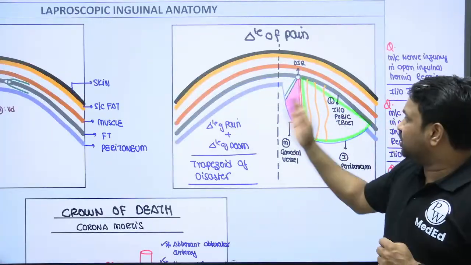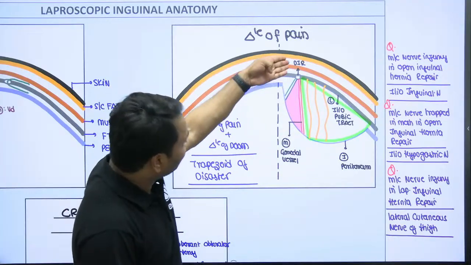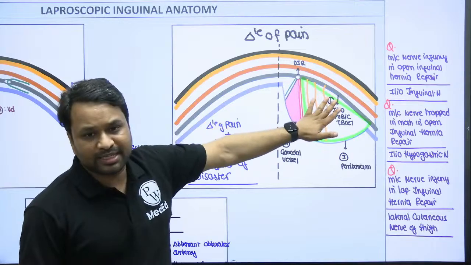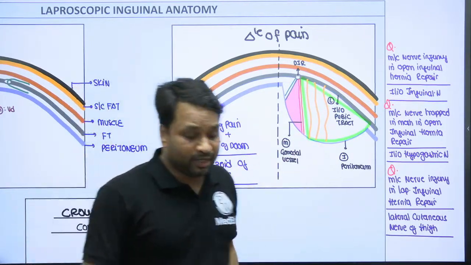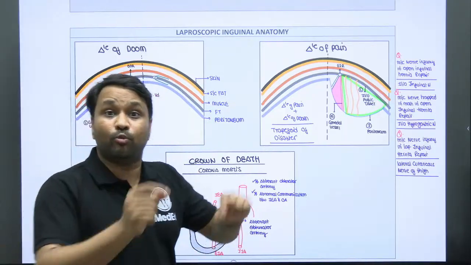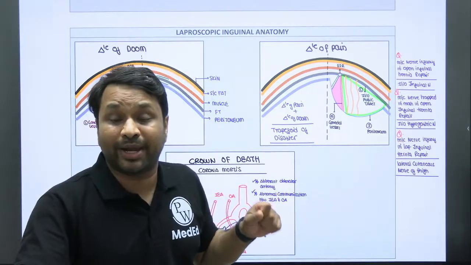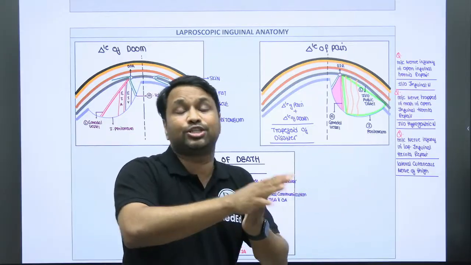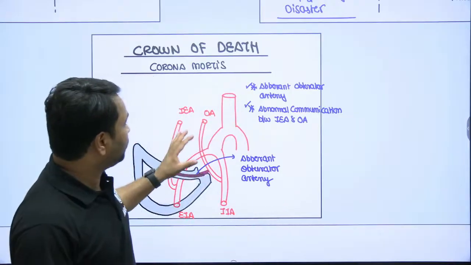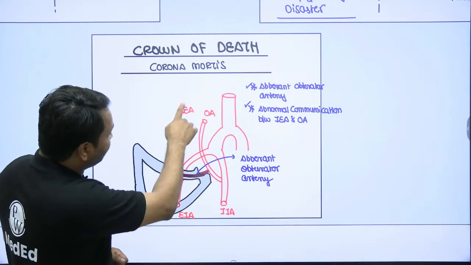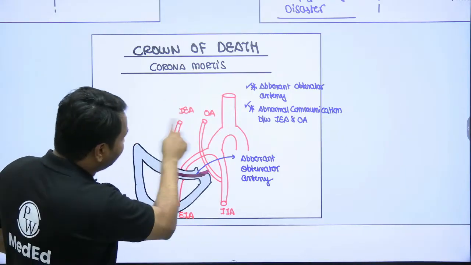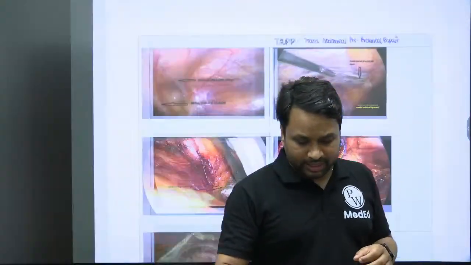Coming back to triangle of pain, just lateral to it, you will see triangle of pain. You have medially the gonadal vessels, the iliopubic tract, that is laterally, and inferiorly by peritoneum. These are the nerves which are present. The most common nerve injury in your laparoscopic hernia repair is going to be lateral cutaneous nerve of thigh. The most common nerve injury in open inguinal hernia repair is going to be ilioinguinal nerve. The most common nerve that gets trapped in the mesh in an open inguinal hernia repair is going to be iliohypogastric nerve. Corona mortis is the crown of death. It is nothing but aberrant obturator artery connecting between your inferior epigastric artery and the obturator artery.